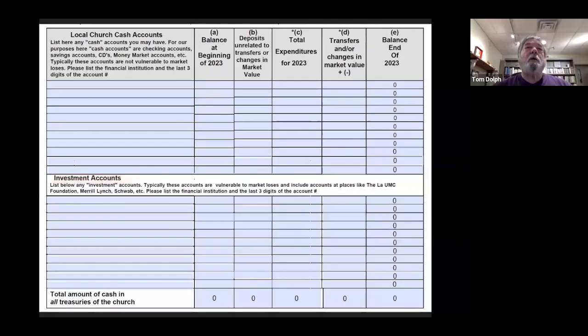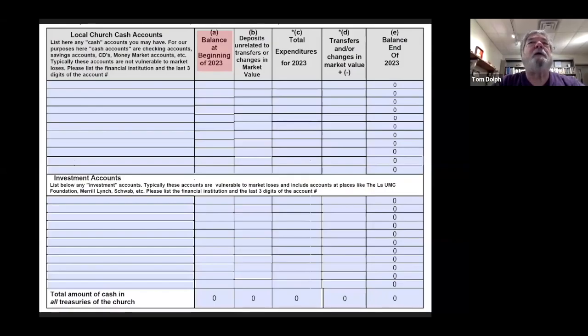Okay, so column A. Column A is the beginning balance of all your financial institutions. Typically, there are three places where you can find these numbers. One is last year's fund balance report. I don't always recommend that because we're not always accurate on our fund balance reports. The other two places are either on your year end or year beginning statement from your financial institution.